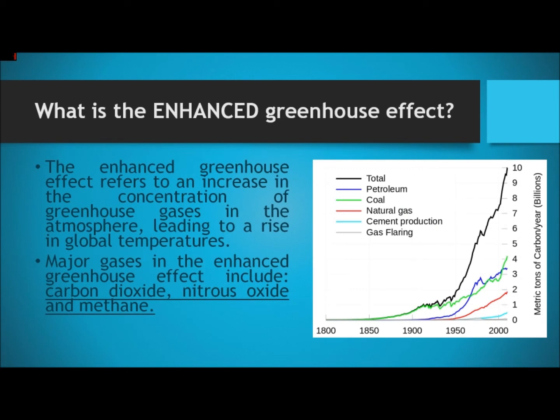And then comes the issue of what is the enhanced greenhouse effect. The enhanced greenhouse effect refers to an increase in the concentration of the greenhouse gases in the atmosphere, leading to a rise in global temperatures. Major gases in the enhanced greenhouse effect include, and are not exclusive to, carbon dioxide, nitrous oxide, and methane.